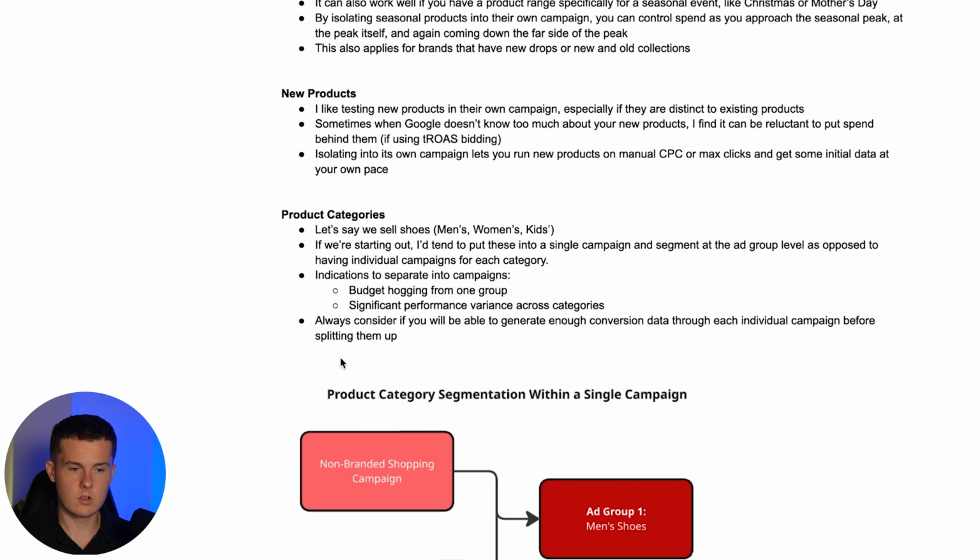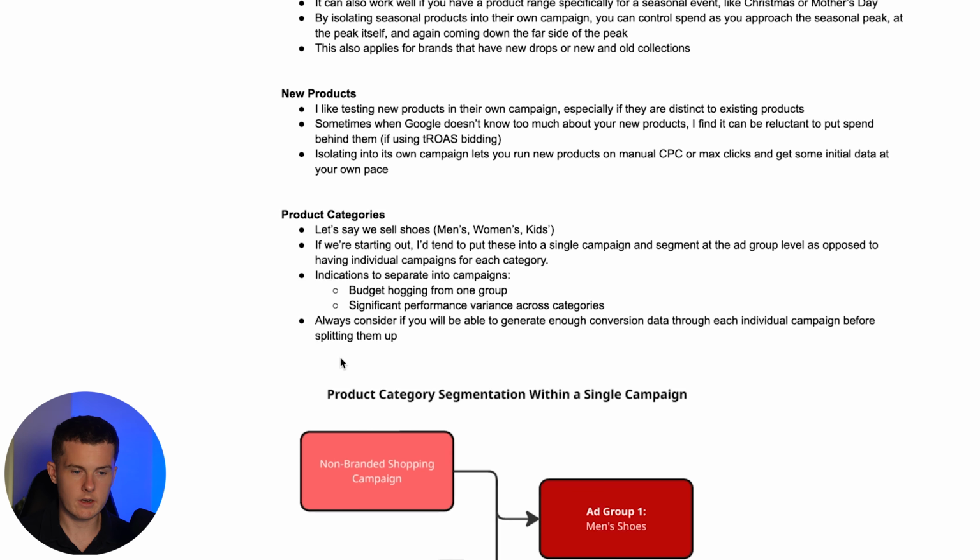Product categories is another one. This isn't as black and white, but let's say, for example, you sell shoes for men, women and kids. If we're starting out, we could put all these together into a single campaign and just segment them at the ad group level. And that way you can look at performance at an ad group level. You can look at search terms at an ad group level, and you can add negative keywords to different ad groups. So for example, in your men's ad group, you might add women as a negative keyword, to ensure that you don't get any of that women's traffic.